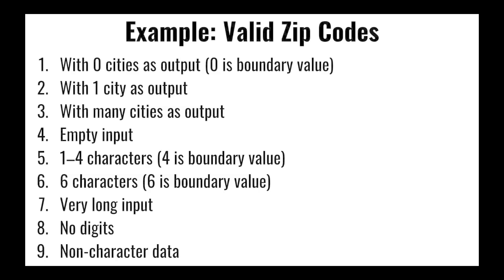Consider testing zip codes, that is, the representation, storage, logic regarding zip codes. Here's a list of concerns regarding zip codes. We need to consider all sorts of possibilities, that the zip code is empty, with many cities as output, 1 through 4 characters or 6 characters, 6 being a boundary value, or maybe not having any non-character data, or maybe having no digits.